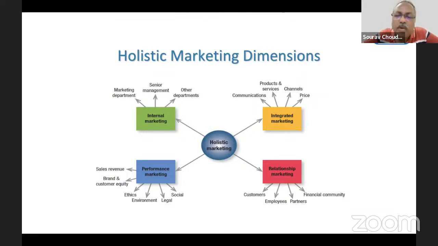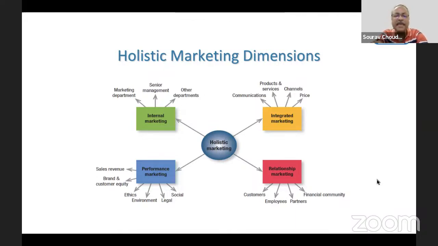So these are all their overall tasks. And along with that, the most important one is the performance one. They have to see the performance of the business, performance of the brand. How is the sales happening? How is the brand equity, market share growing?